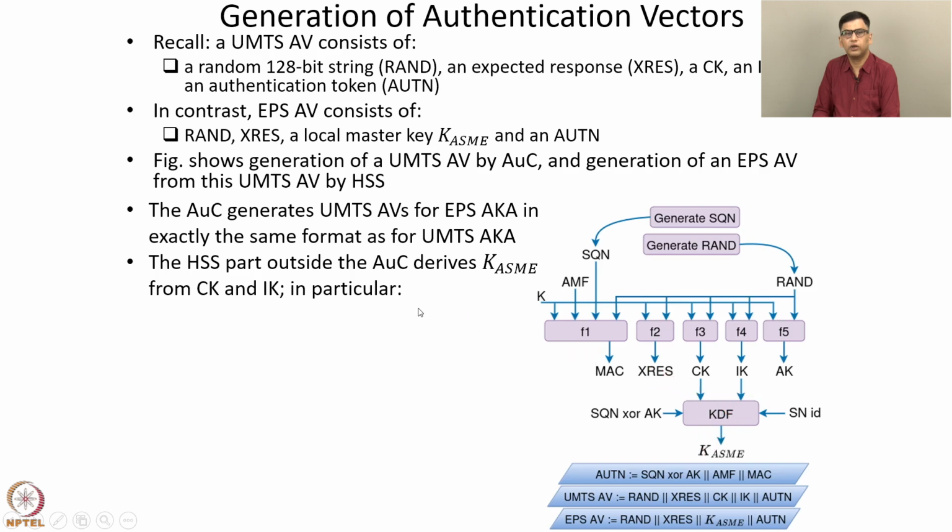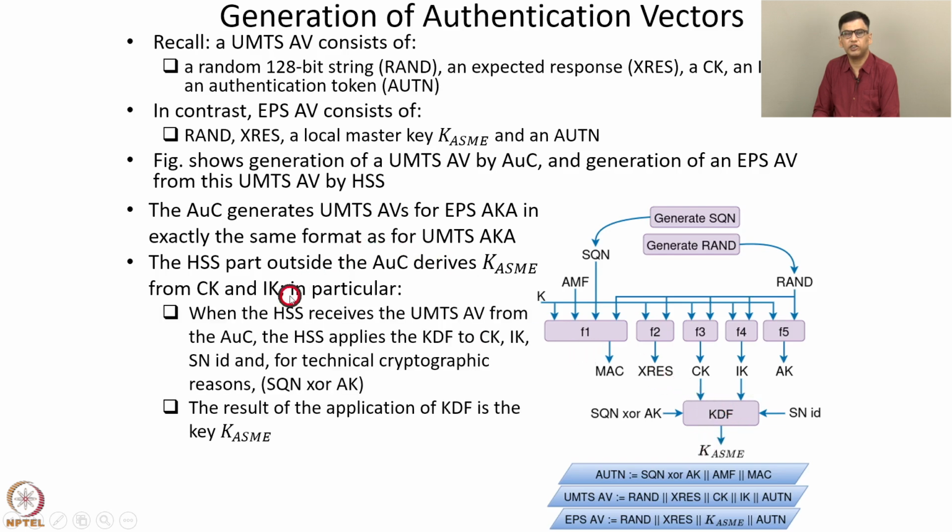In particular, when the HSS receives the UMTS authentication vector from the authentication center, so that vector is shown here, the HSS applies the key derivation function to the ciphering key, integrity key, SNID, which is shown as one of the inputs over here, and for technical cryptographic reasons, sequence number XOR with anonymity key. So, this SQN is XORed with the anonymity key, and it is another input to the key derivation function.